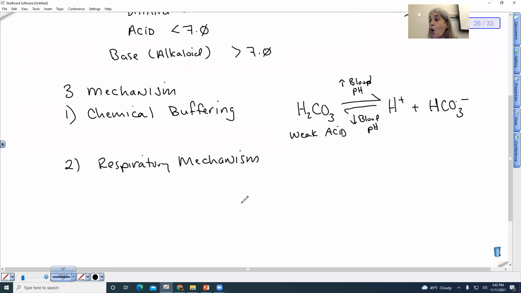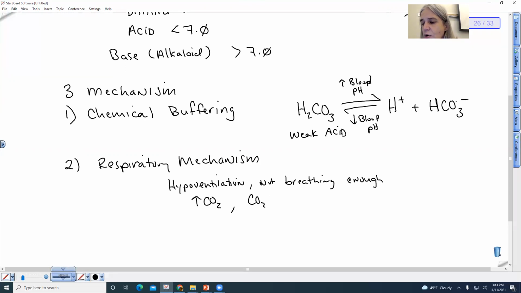So let's say that we are holding our breath so that we're not ventilating properly. That would be called hypoventilation. This is not breathing enough. This is going to cause an increase in carbon dioxide, and that carbon dioxide, CO2, mixes with water to produce this acid, which is actually important, but too much of it is not a good thing. So that's a chemical reaction that occurs in our blood.